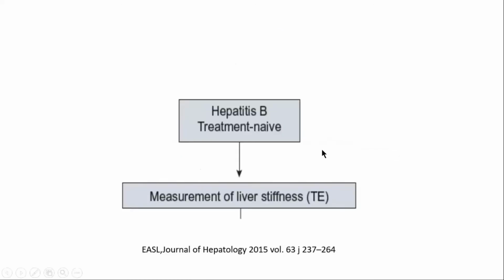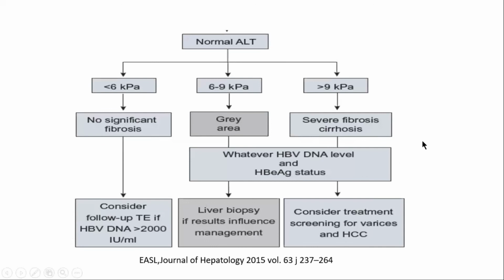In case of hepatitis B, we can do transient elastography, that is measurement of the liver stiffness. Then we should also measure the ALT level. If the alanine transaminase level is normal and in transient elastography the shear modulus is less than 6 kilopascal, then there is no significant fibrosis. Follow-up transient elastography should be considered if hepatitis B DNA is more than 2000 units per ml.